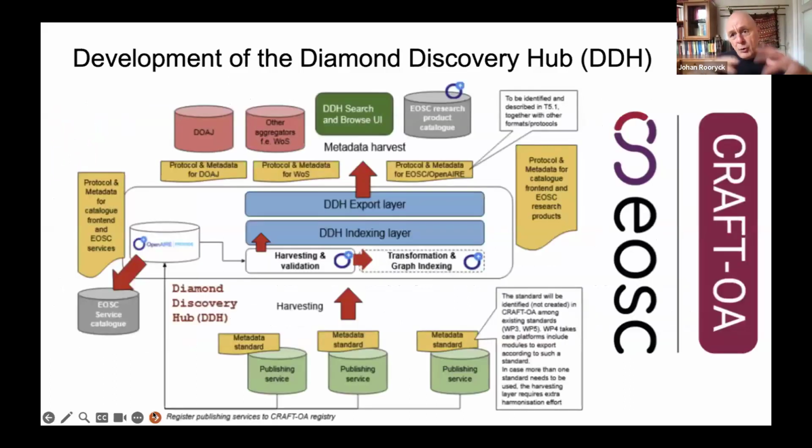So this is the more complicated bit of EOS. This gives you the entire frame that maybe Margot will enlighten us about, that will lead to the establishment of the Diamond Discovery Hub and of all the bits and pieces that the CRAFT-OA project is working on, just to give you an indication of how important this is and how technically proficient this will become.